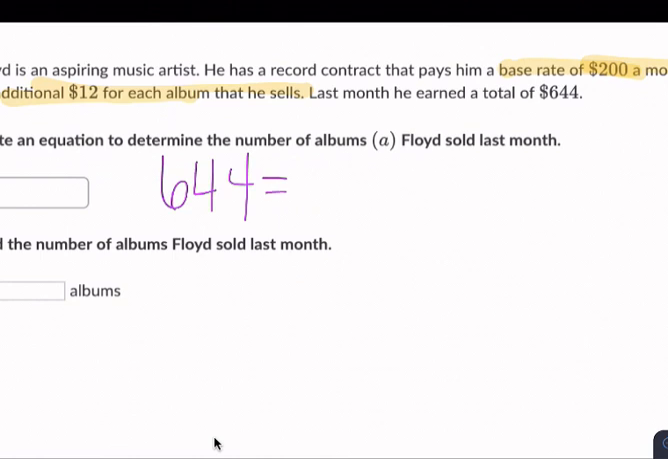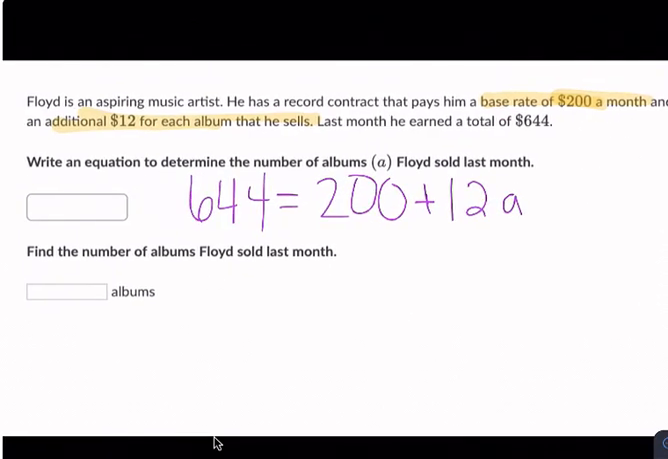He is getting paid $200 a month, no matter what. So this month, he automatically was paid $200. Plus, he also gets $12 per album he sells. So my equation is going to be 644 equals 200 plus 12a. You could also have switched the 12a and the 200, either way, and now I can solve.